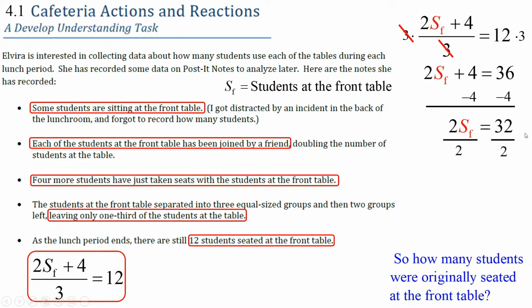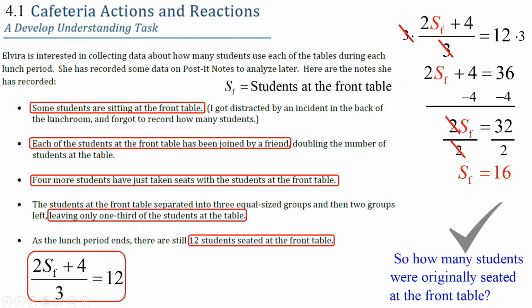So let's rewrite. And we did that to cancel those factors of 2. Those are gone now. And we are left with S sub f equals 32 divided by 2, which is 16. So initially, there were 16 students at the front table when Elvira took that very first note. Check.